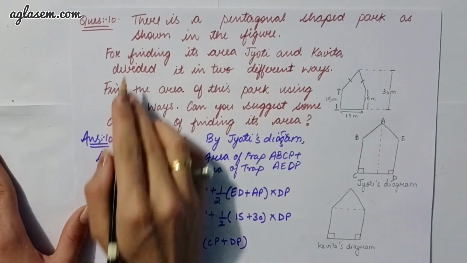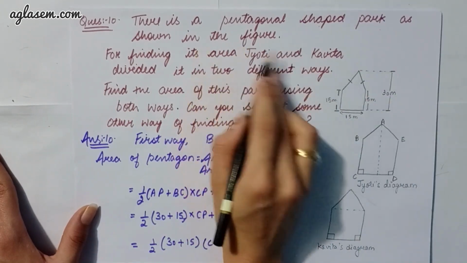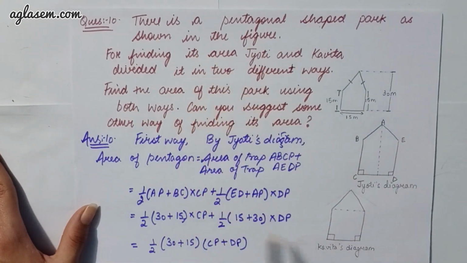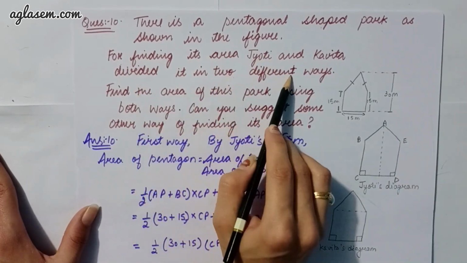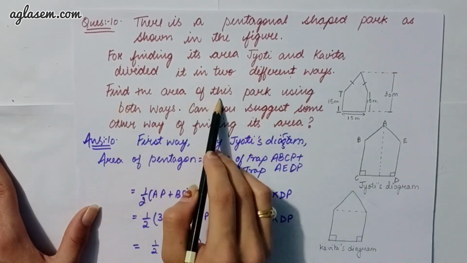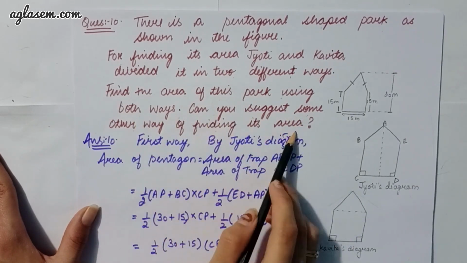Moving to our 10th and last question, which says there is a pentagonal shaped park as shown in the figure. This is the figure. For finding its area, Jyoti and Kavita divided it in 2 different ways. Find the area of this park using both ways. You can also suggest some other way of finding this area.